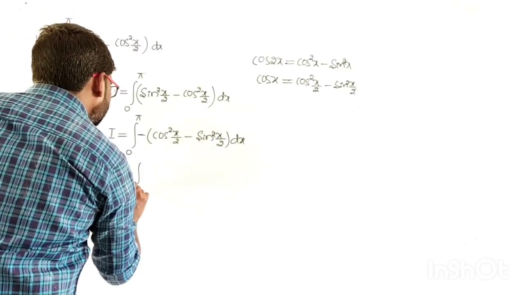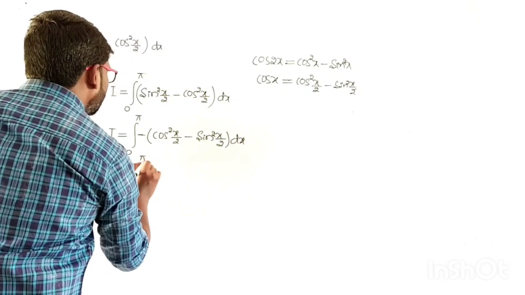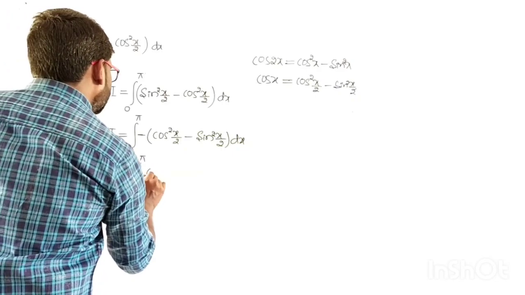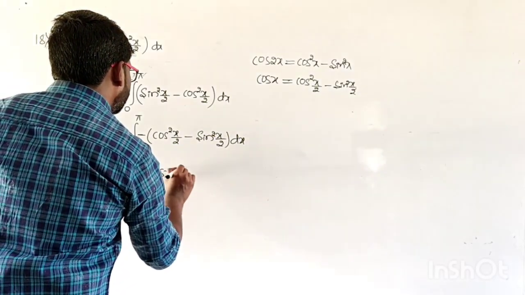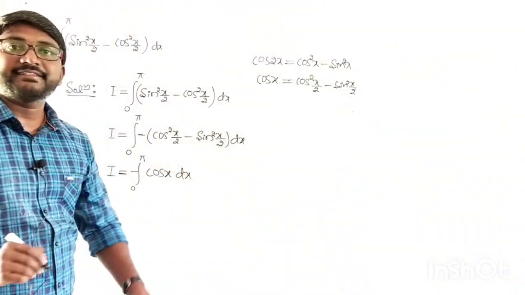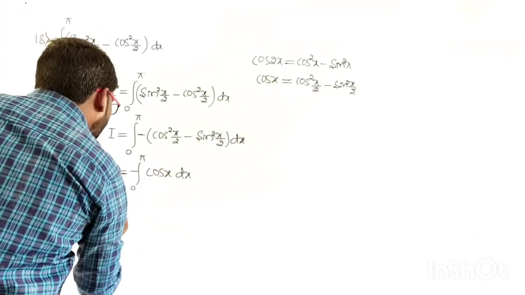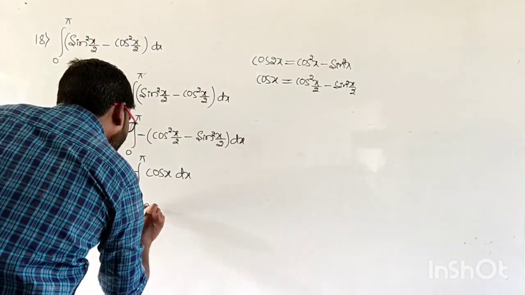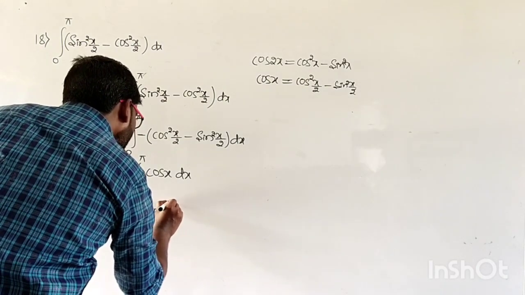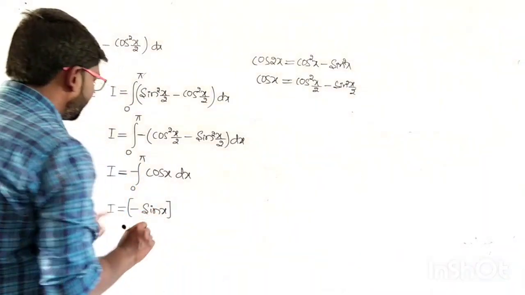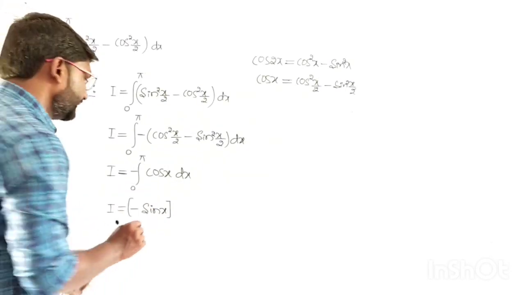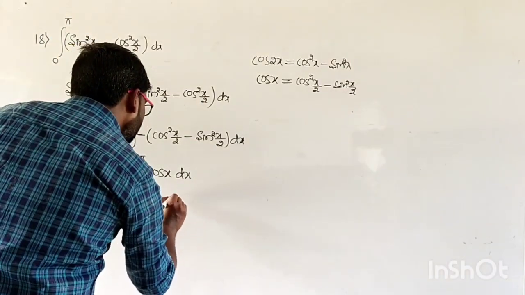So I which is equals to integral 0 to pi. I write this minus sign outside the integral. Then this is going to be cos x dx. So what is the integration of cos? It is sin. I which is equals to minus sin x. So this minus I have written here. Then integration of cos x, it is sin x. So apply the limit now 0 to pi.